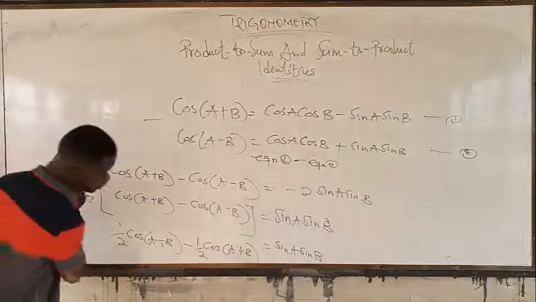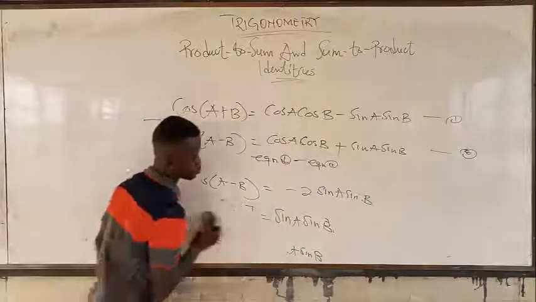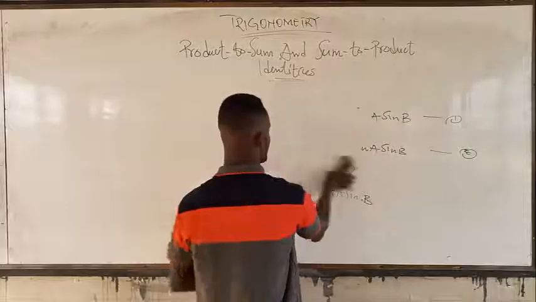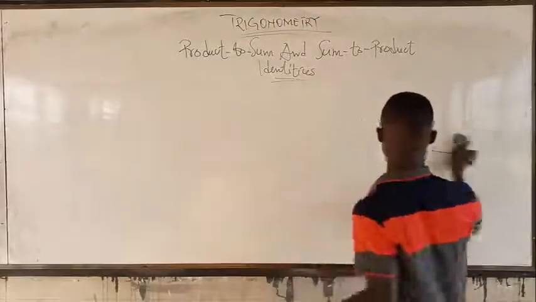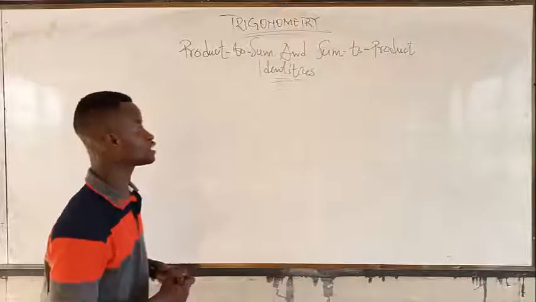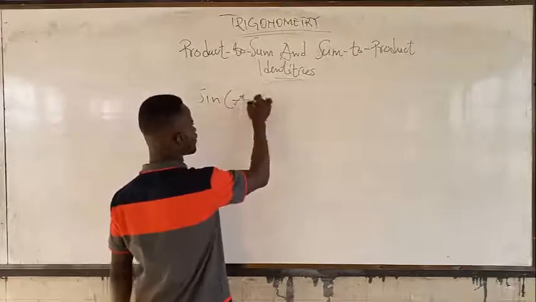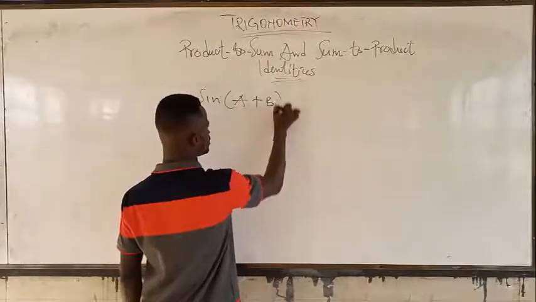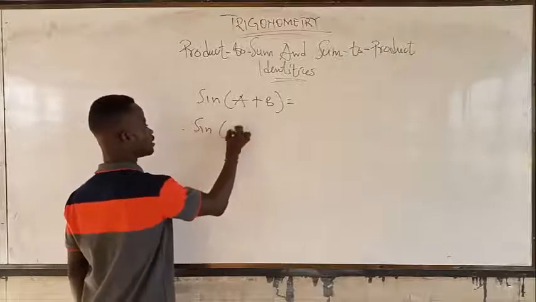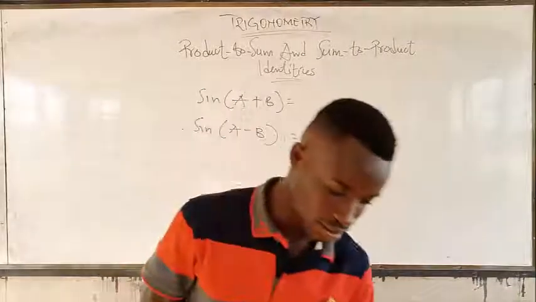What about the use of... we are deriving four identities here. Two is found with the help of cos(A plus or minus B). What about sine(A plus B) and sine(A minus B)? What is that also going to give us?